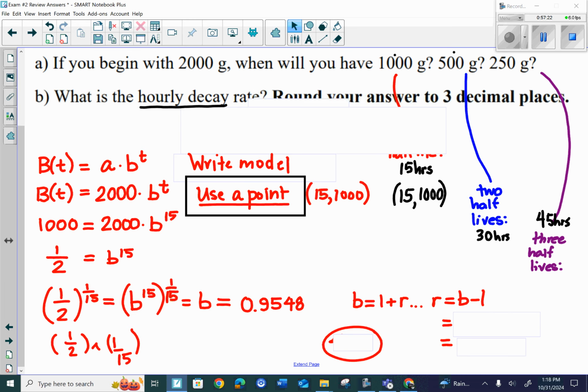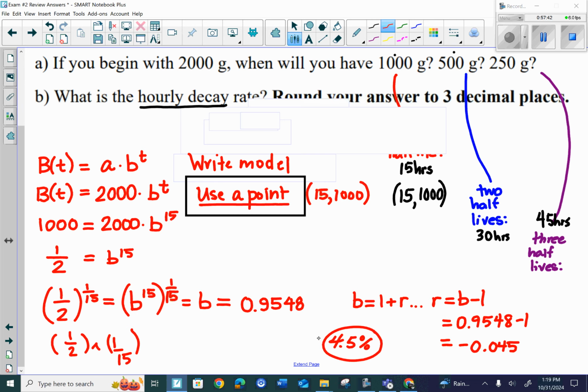which means every hour, a little less than 5% decays, which makes sense. So the hourly decay rate would be, if that's b, you want to find r, which you were asked for. r is b minus 1, so take b, 0.9548, subtract 1, you get negative 0.045 or negative 4.5%. And I can put the negative on there.